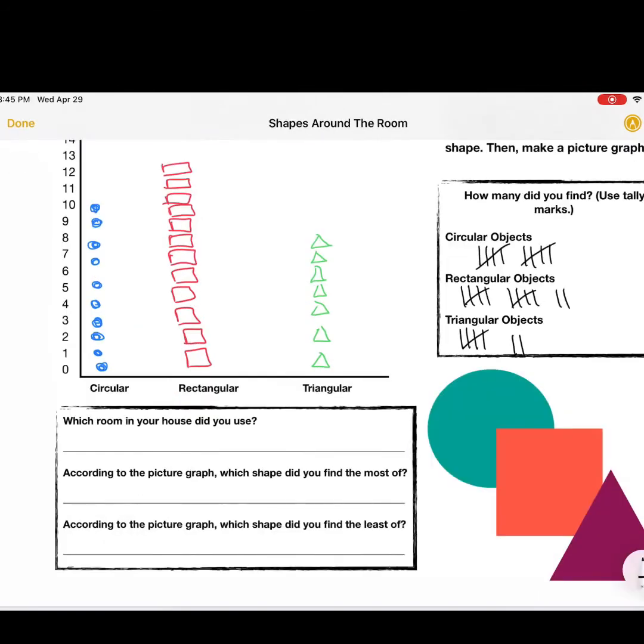Once you've completed your picture graph, you're going to answer the questions in the box below, and you need to answer them using a complete sentence. Which room in your house did you use? I used my living room.